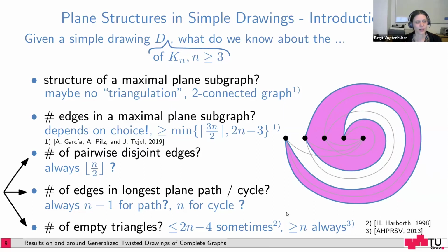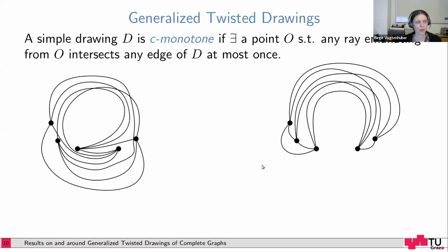Okay, so I'd like to talk about these 3 structures, so pairwise disjoint edges, plane paths and cycles, and empty triangles a little more later. But before I go there, I should introduce generalized twisted drawings first. I promise that this talk is about them. So let me start with a more general definition because we're going to need the second side as well later.